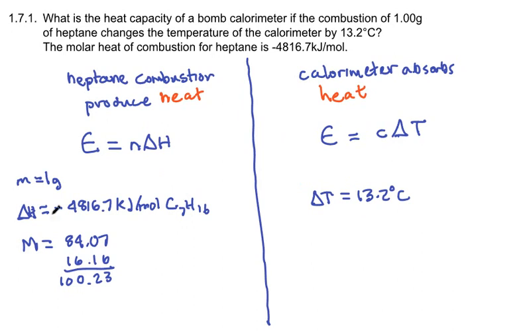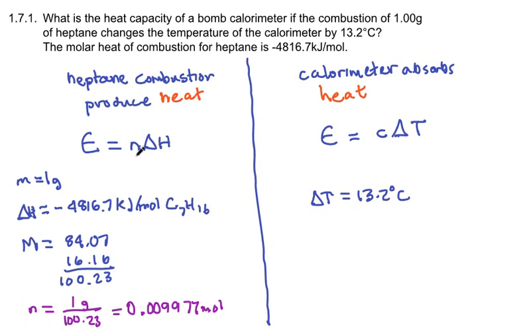If we know our mass and molar mass, we can get the number of moles for heptane: 1 gram divided by 100.23. I just saw my calculator. Where is it? Okay. 1 divided by 100.23, 0.009977 moles of heptane.